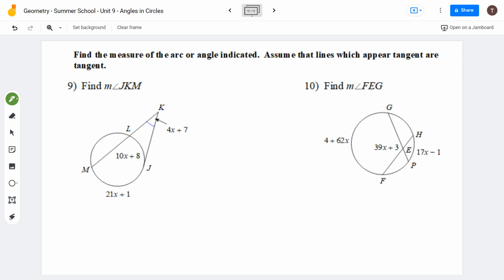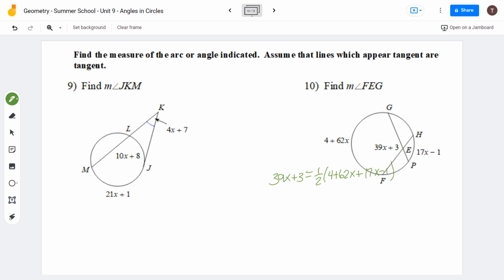All right, so these ones are pretty much all the same, except you have to plug it back in after you find it. So let's look at number 10. It is a 2-chord problem. If I go to my formulas, it's x equals 1/2 (m plus n). My x is always my angle, so that would be 39x plus 3. So that's going to equal 1/2. And if I'm adding things together, I don't really need to worry about the parentheses as much.